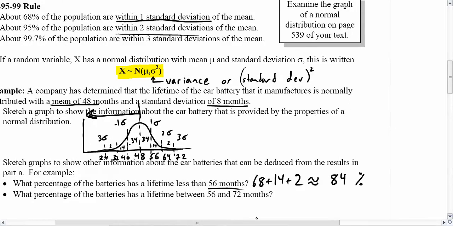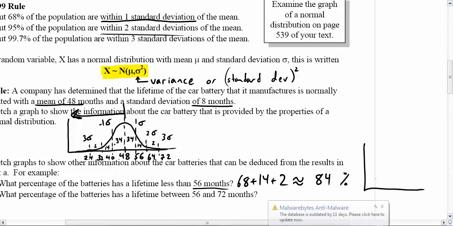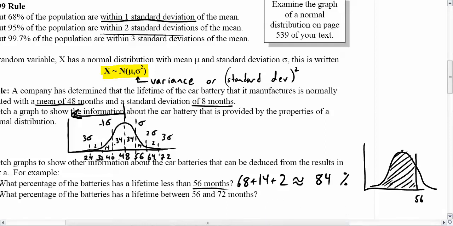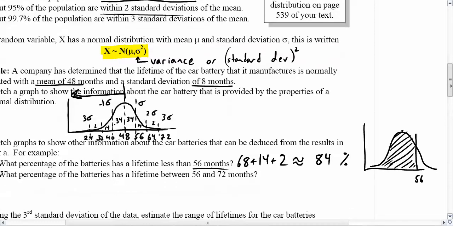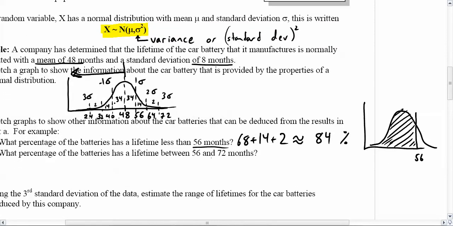So if we want to draw that as a picture, we could say we're trying to find out what is the area under the graph from 56 to the left. And the total area represents the total probability. What percentage of the batteries have a lifetime from 56 to 72 months? From 56 to 72. About 16.